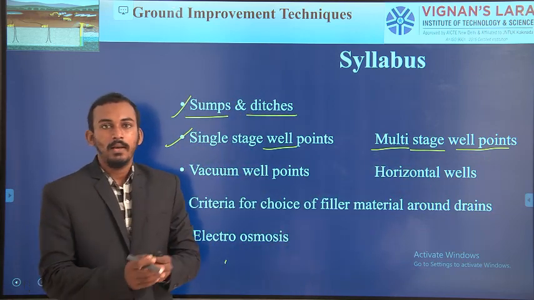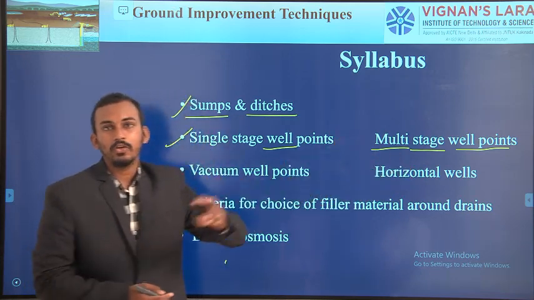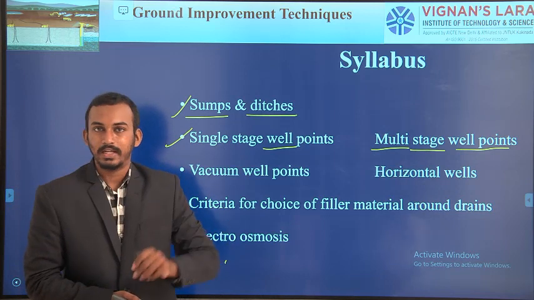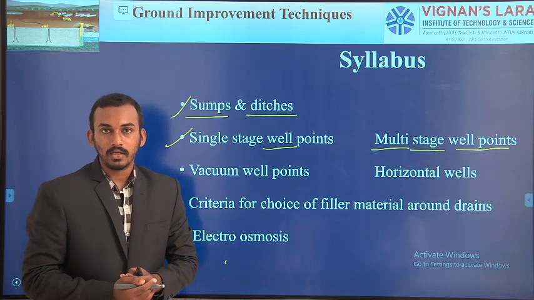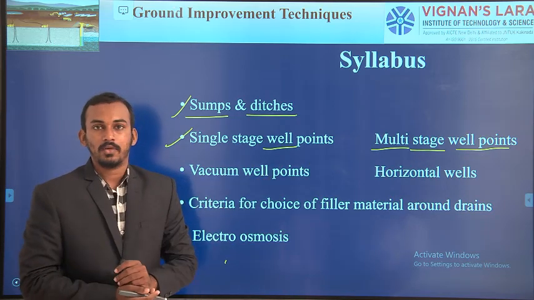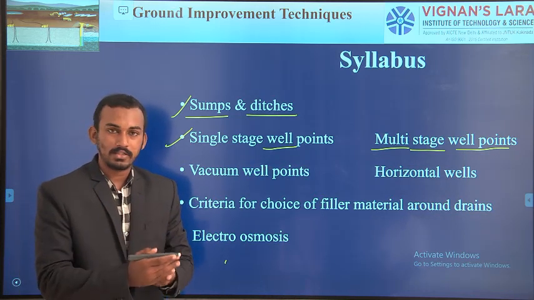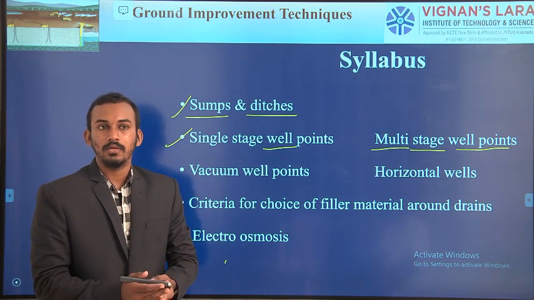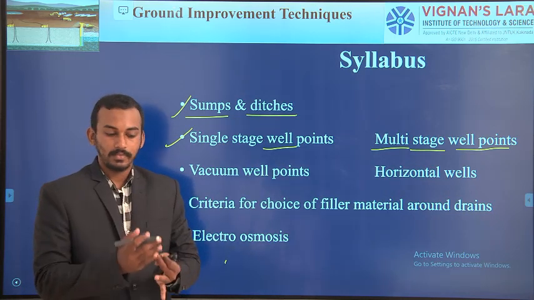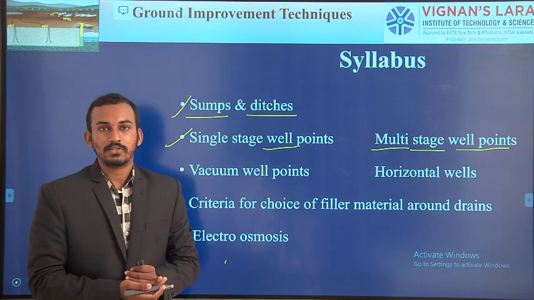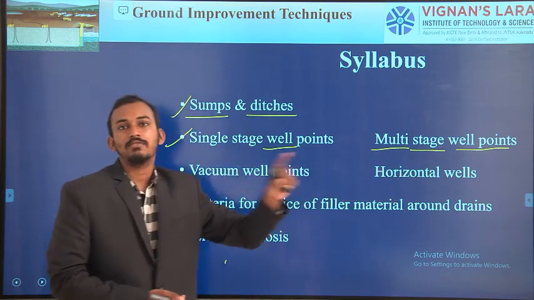The next one is the multi-stage well point system. First of all, we are going to excavate wells around our site. Through these wells we are going to reduce the water table to a certain depth. Then we carry out the excavation work. Again we excavate wells, again reduce the water table level, again carry out excavation work, again construct well points and remove all the water. Like that we are going to do this multiple times. That's why it is known as the multi-stage well point system.